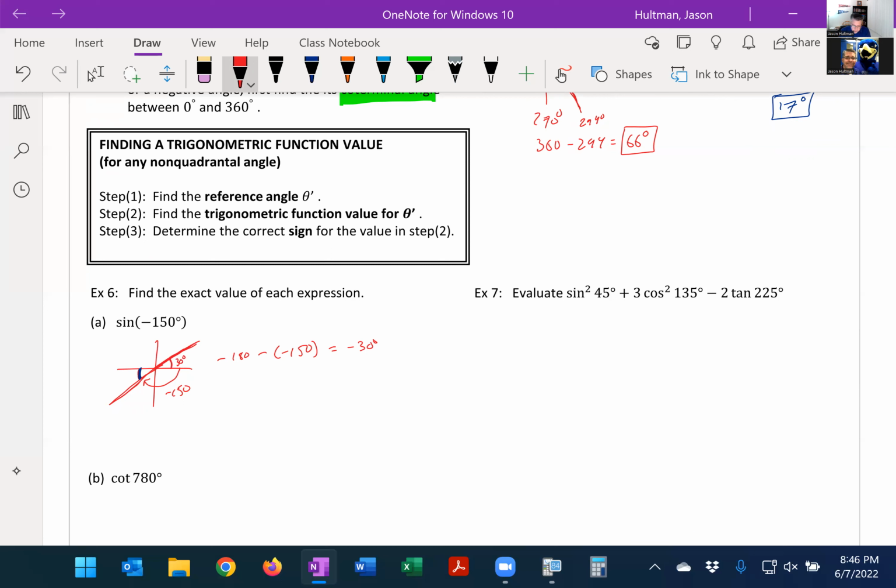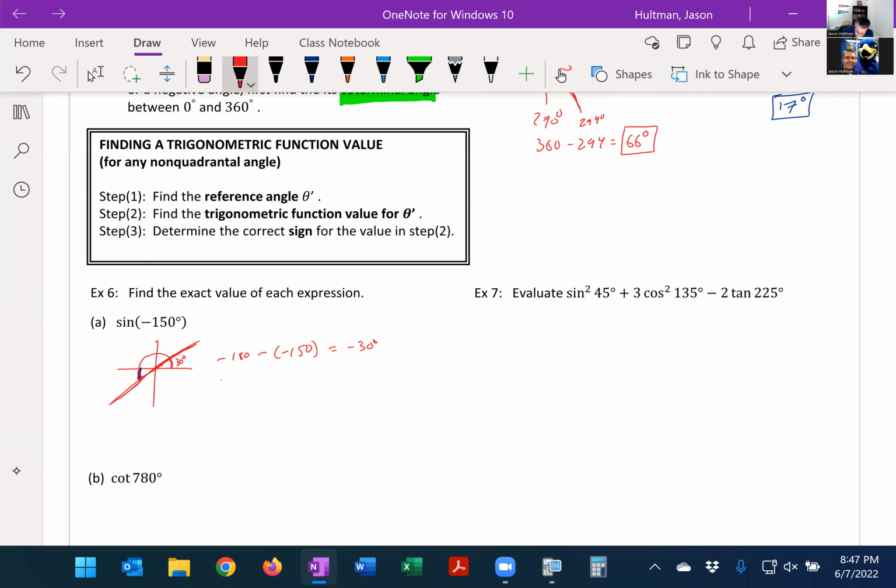It would be a 30-degree angle here. Okay, so the reference angle would be that 30-degree angle. It may make a little bit more sense to do it with positive numbers. If you want to make the angle positive, you can. Instead of a negative 150, we could go all the way around here.